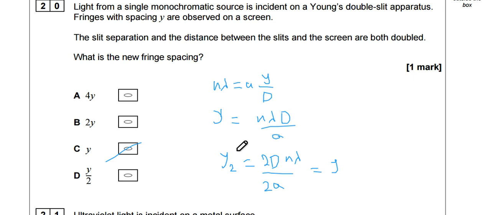Formula for double slit. We will rearrange for Y because we wanted a new fringe spacing. Y2 has the distance from slit to screen doubled, and the spacing between the slits also doubled. So we can see that we return to Y again.